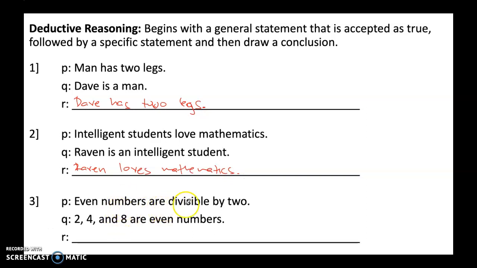Next, even numbers are divisible by 2. 2, 4, and 8 are even numbers. So what can we conclude about 2, 4, and 8? 2, 4, and 8 are divisible by 2. Why? Because they are even numbers, and our general statement is accepted as true.